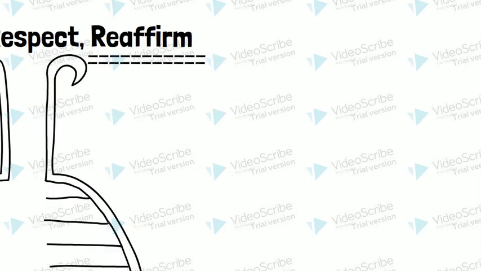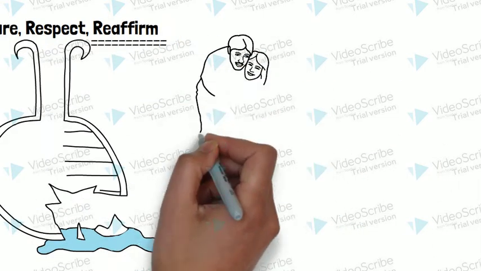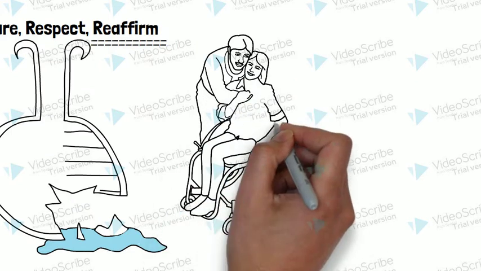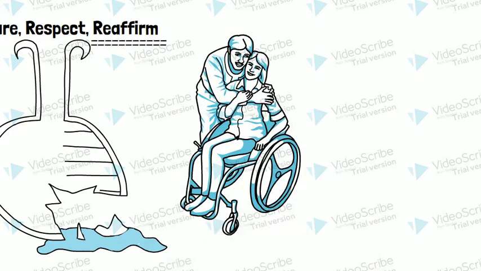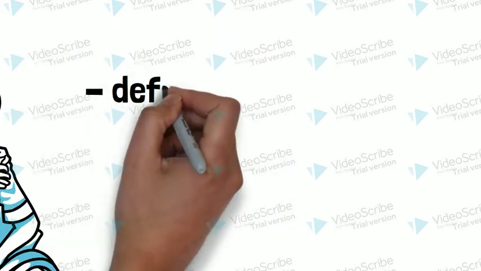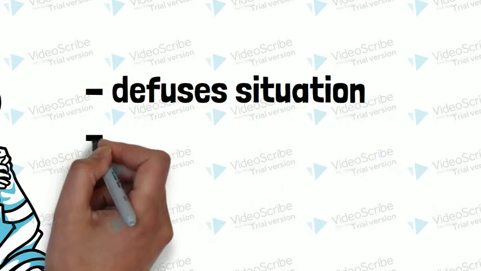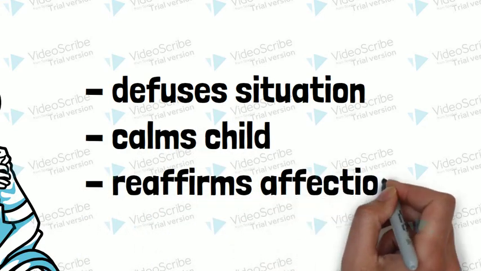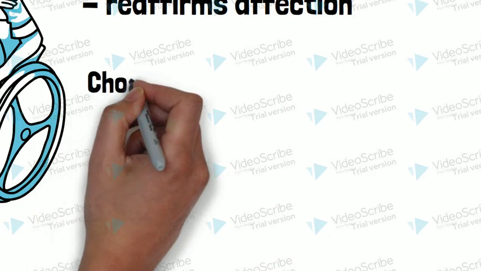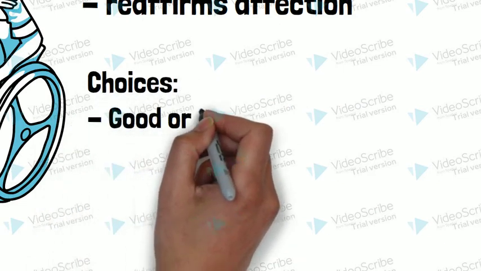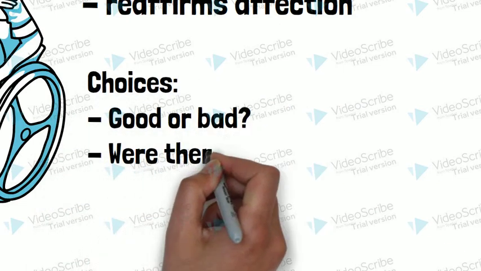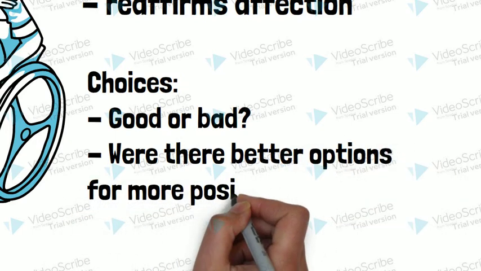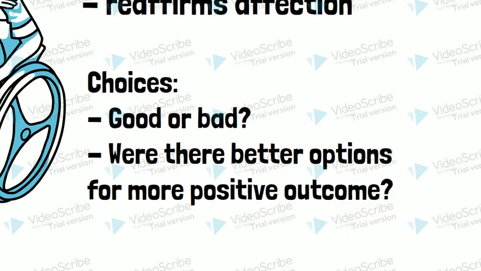During the situations when a child is very upset and ready for battle, I often ask if they would like a hug. I find this diffuses the situation, helps calm down the child, and reaffirms that they still hold my affection. When the child is calm, then is the time to talk about the choices they have made, if they were good choices, and what they might have done to make better choices to have a different, more positive outcome.